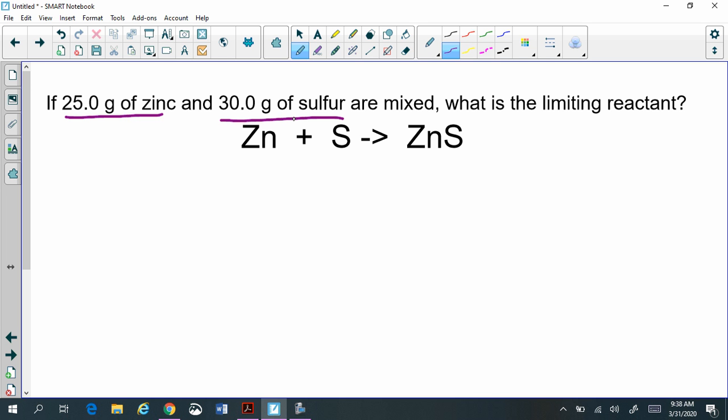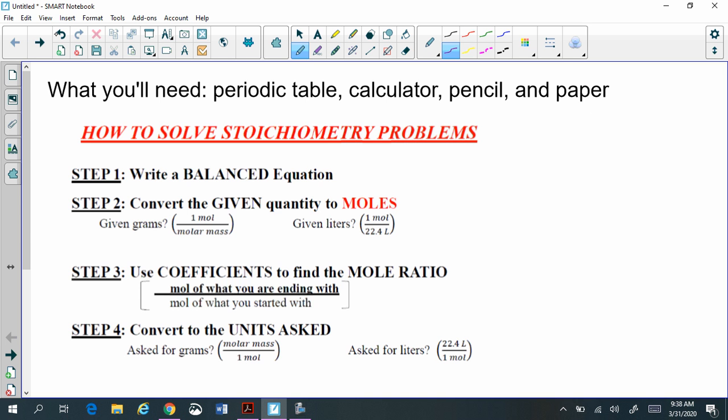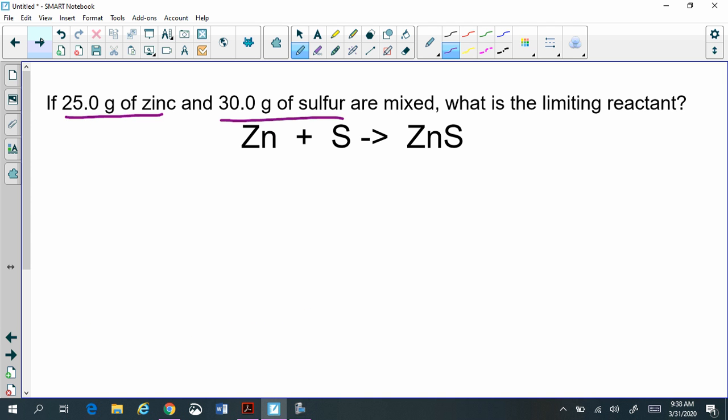So, there's a lot of flexibility here. There's a lot that you can do. I'm going to show you the simplest thing, but as we go along, I'll talk about other solutions here. So, very first thing, we need to look at our equation, and just like before, we need to balance it. Lucky for us, it's already balanced, so we're good to go.